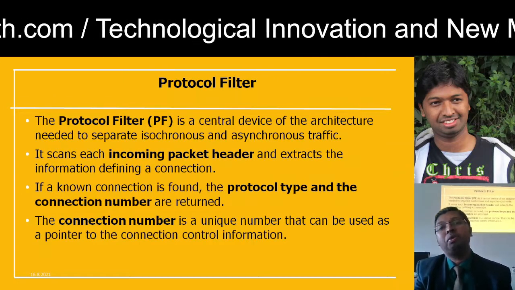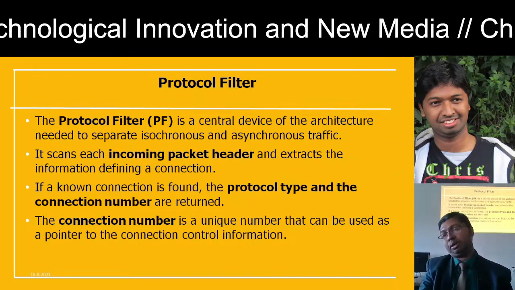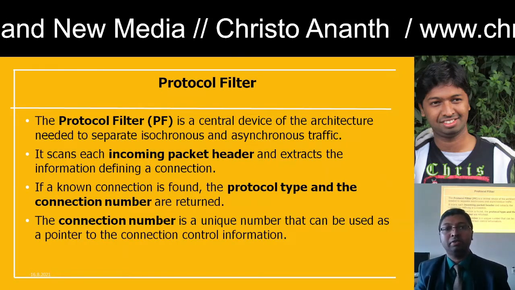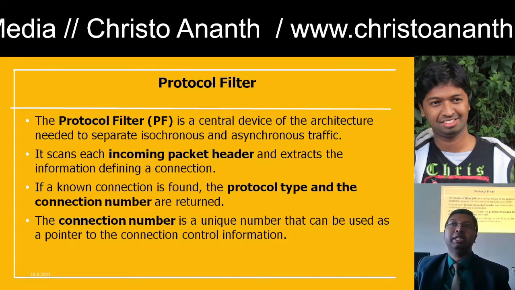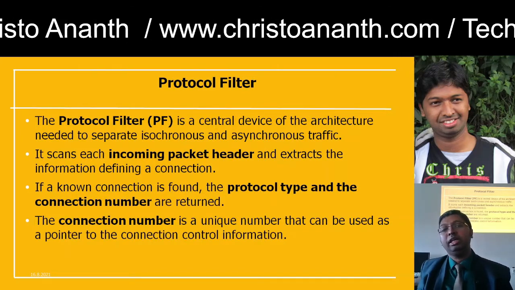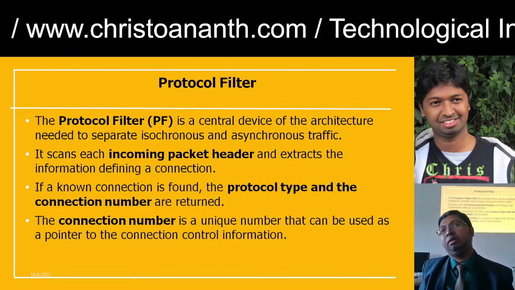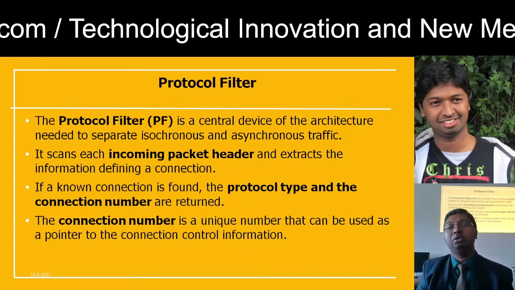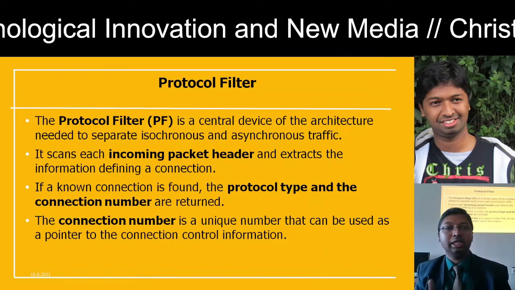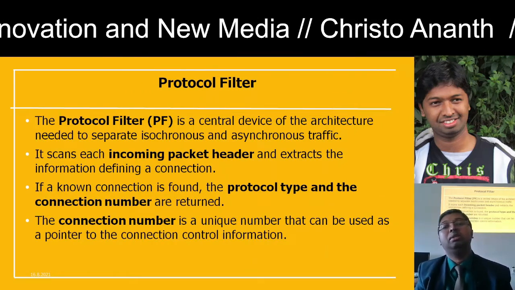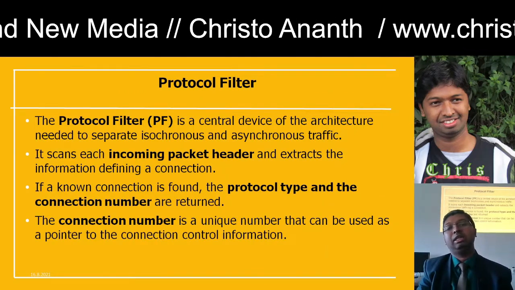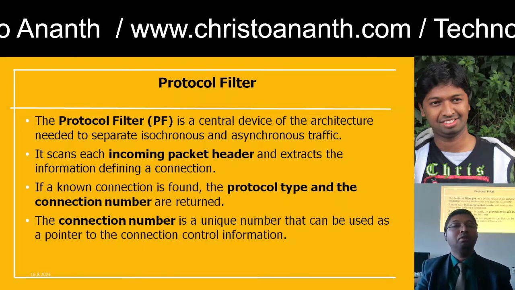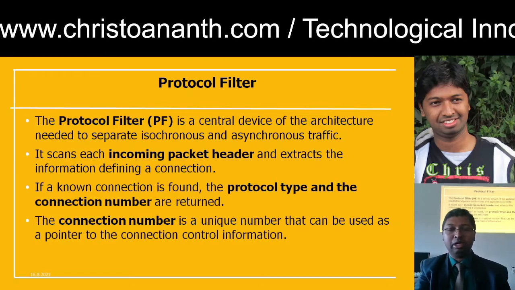Then you have the PF protocol filter. So that is the central part. This is very important for handling this isochronous as well as asynchronous traffic. So every incoming packet header, it will be scanning, and then it will be extracting the information, because only when you extract the information can we form a definite connection, through the connection number. So if the connection is found, which means that the protocol type as well as the connection number are returned. The connection number, as I told you, is a unique number for the connection control information.